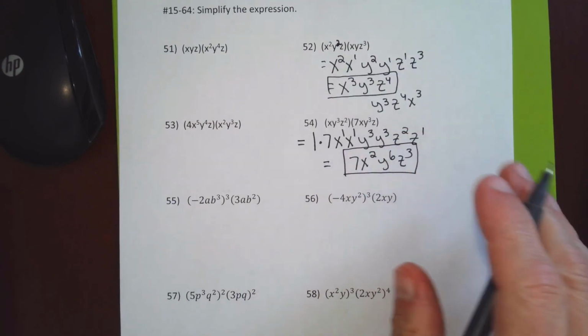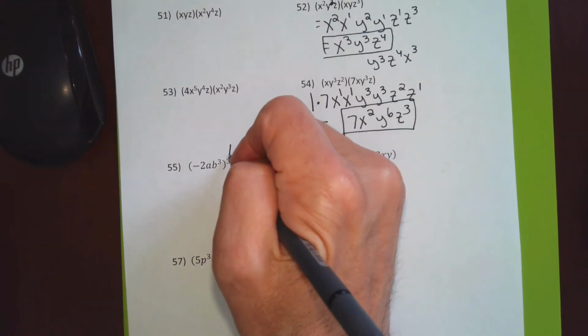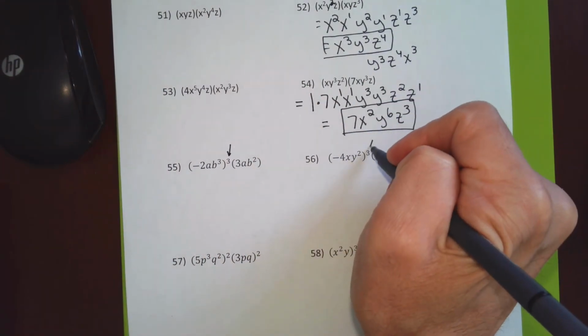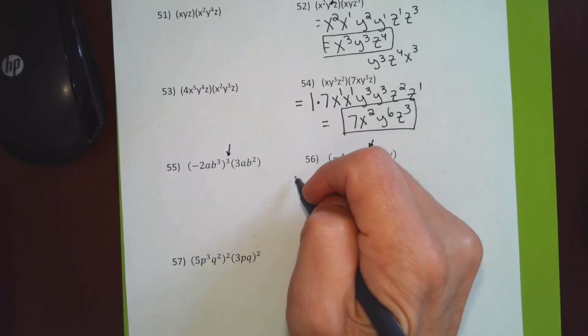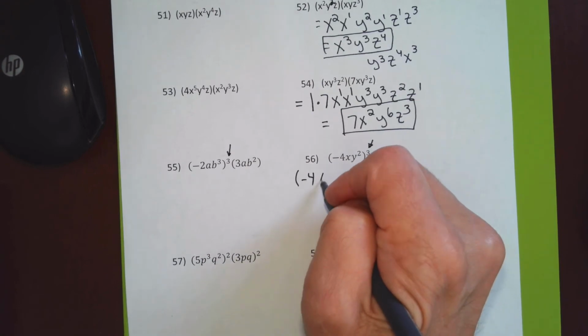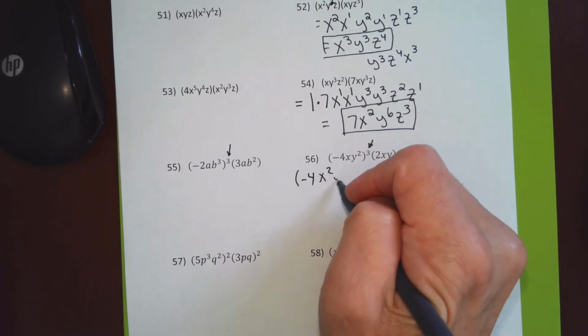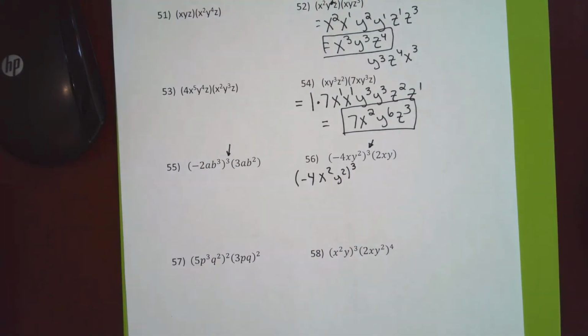55 and 56, as well as 57 and 58, have exponents outside of parentheses. I need to deal with that first. So in problem 56, I need to first deal with the negative 4 x squared y squared all cubed. And I'm going to simplify that, leave it in a parentheses, and then I'm going to tack on the 2xy part. I'll deal with that second.